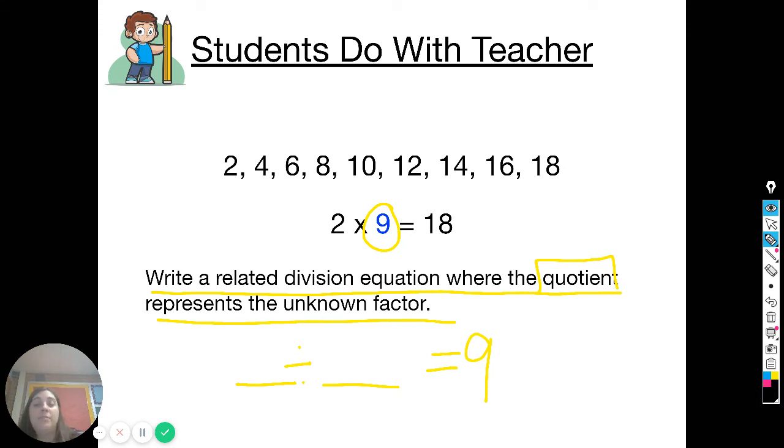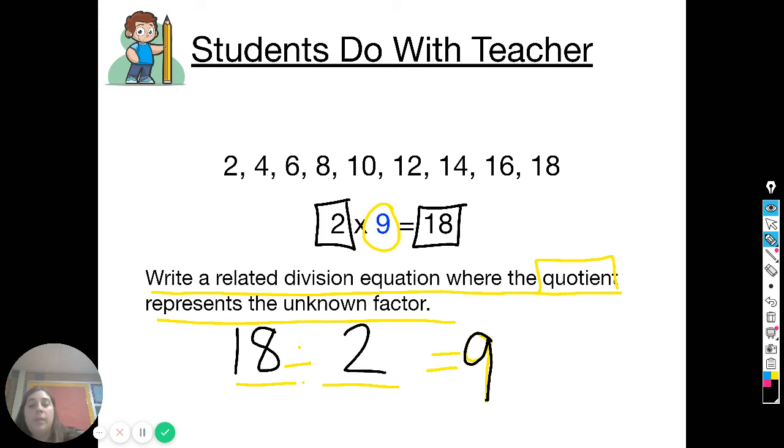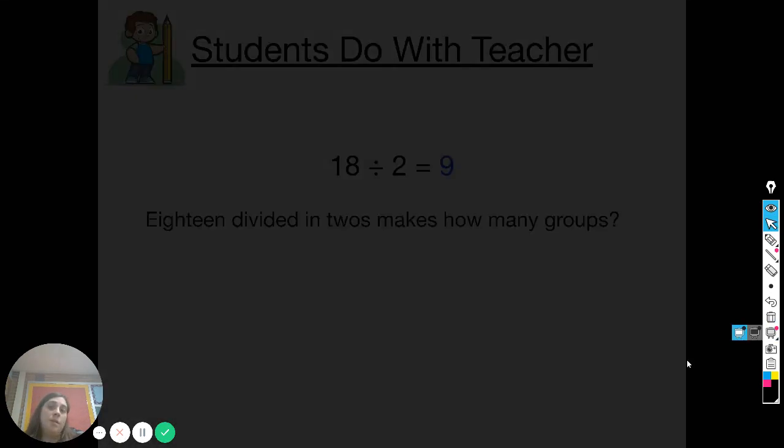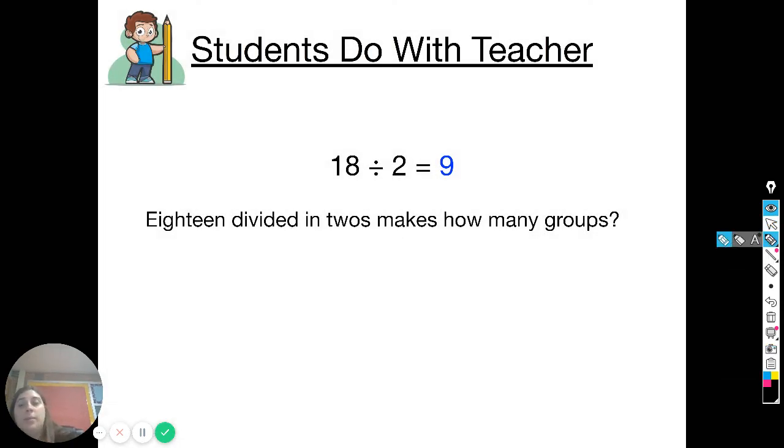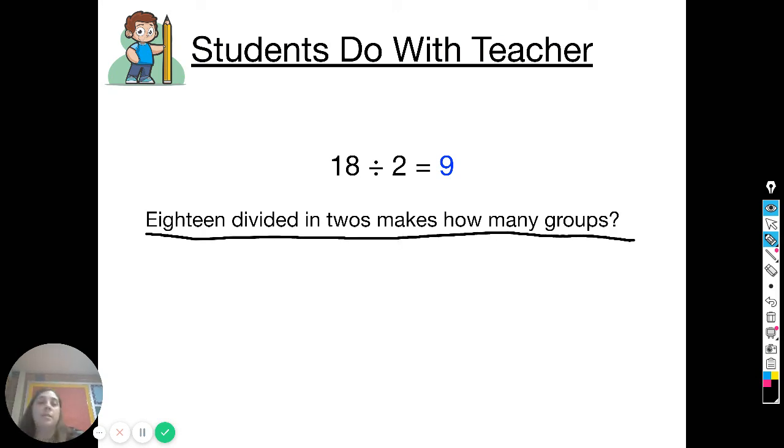Okay, so remember in division, our biggest number or our total always comes first. So we're going to put 18 first. We already used 9. We put that unknown factor as the quotient, which leaves us with our 2. 18 circles divided into 2 rows equals 9 circles per row. So like we just said, 18 divided in 2s makes how many groups? 18 divided into 2 rows makes 9 groups.